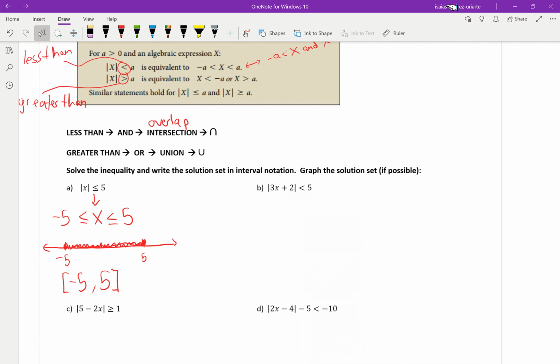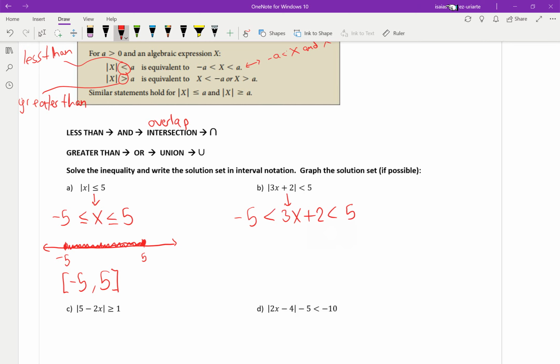All right, let's solve the next one. The next one is similar. This inequality breaks up into a compound inequality that looks like this: 3x plus 2 is less than 5 and bigger than negative 5. And now it's just a matter of solving for x.